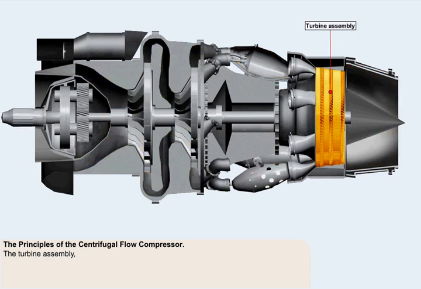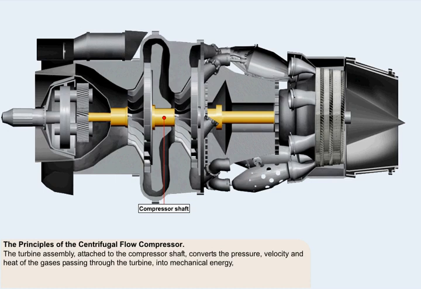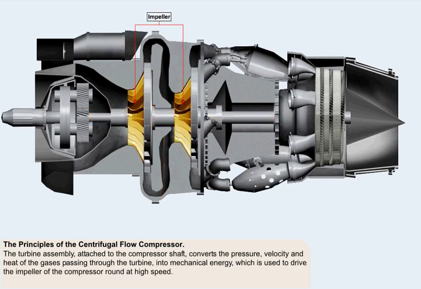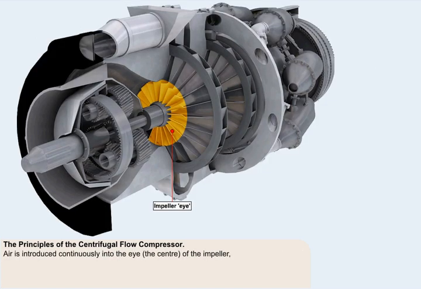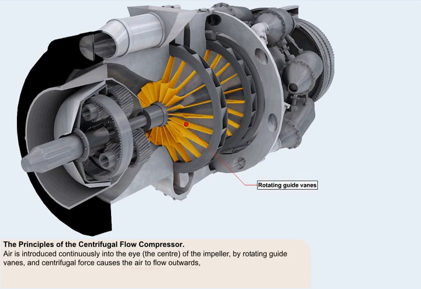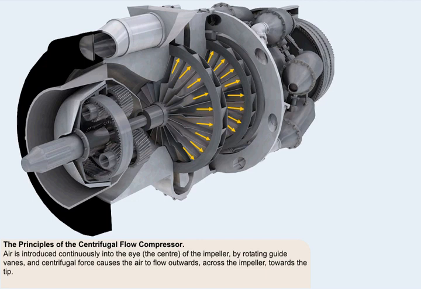The turbine assembly, attached to the compressor by a shaft, converts the pressure, velocity, and heat of the gases passing through the turbine into mechanical energy, which is used to drive the impeller of the compressor round at high speed. Air is introduced continuously into the eye, the center of the impeller, by rotating guide vanes, and centrifugal force causes the air to flow outwards, across the impeller, towards the tip.